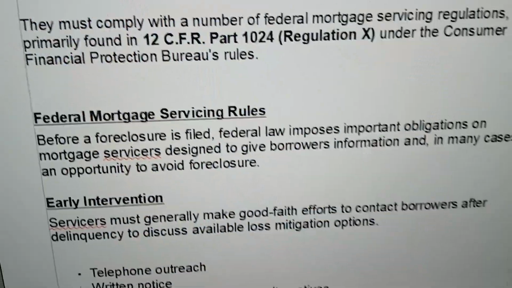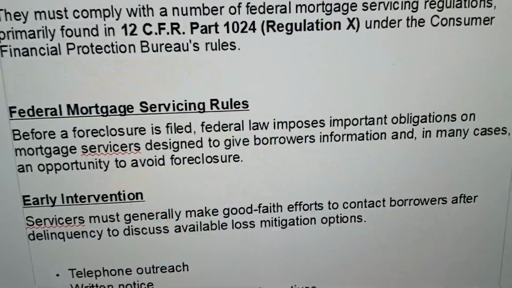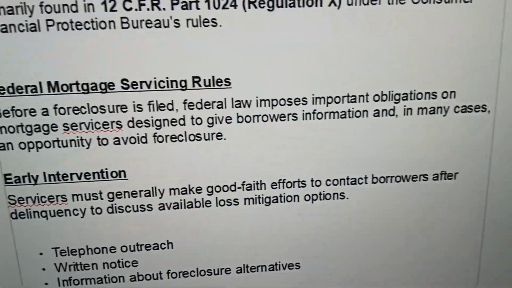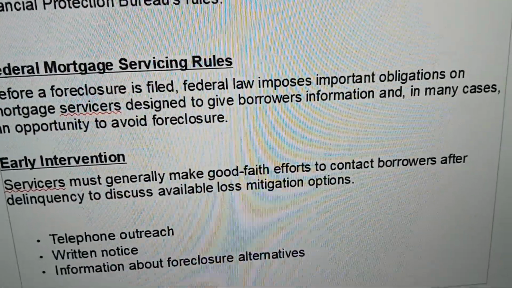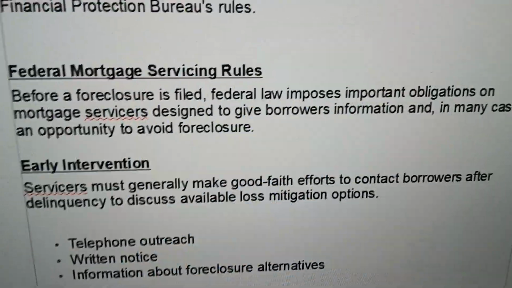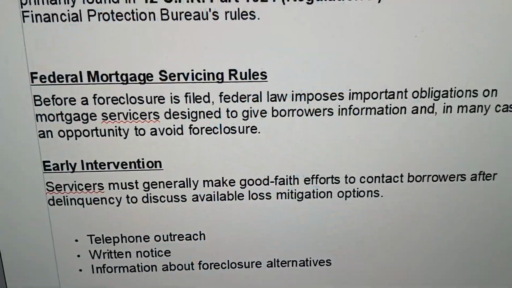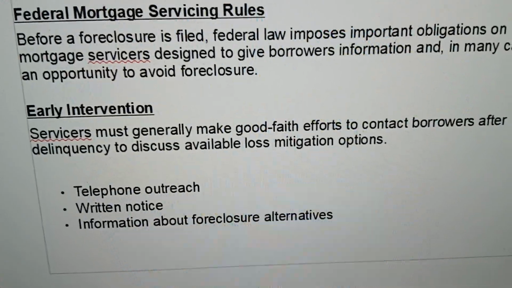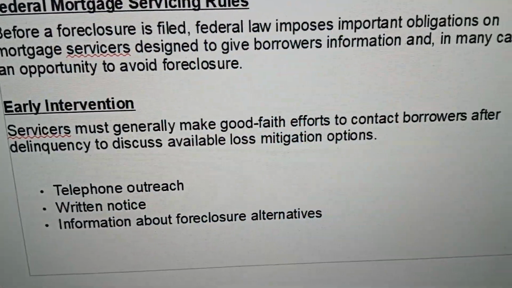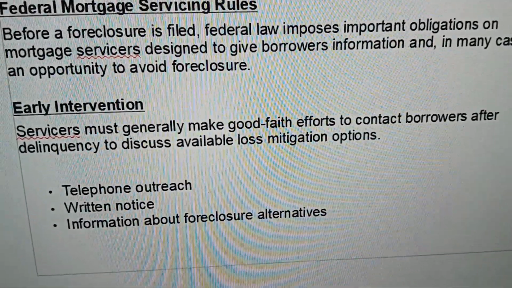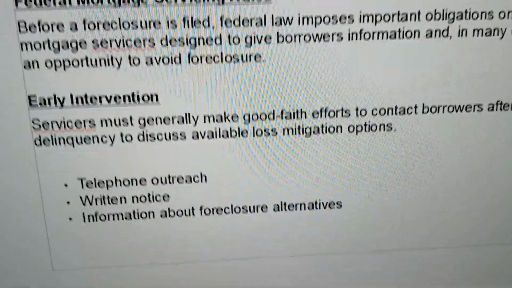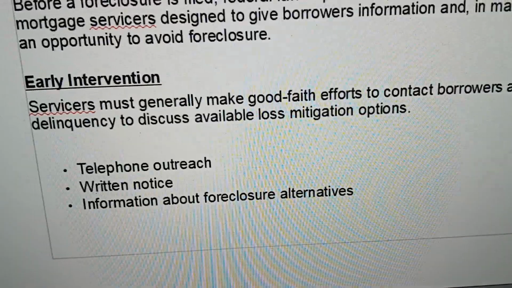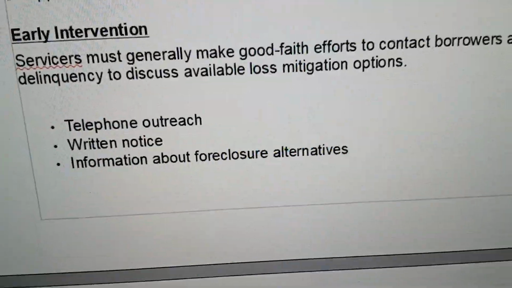Federal mortgage servicing rules. Before a foreclosure is filed, federal law imposes important obligations on mortgage servicers designed to give borrowers information and, in many cases, an opportunity to avoid foreclosure. Early intervention. Servicers generally must make good faith efforts to contact borrowers after delinquency to discuss available loss mitigation options. Telephone outreach, written notice, information about foreclosure alternatives.